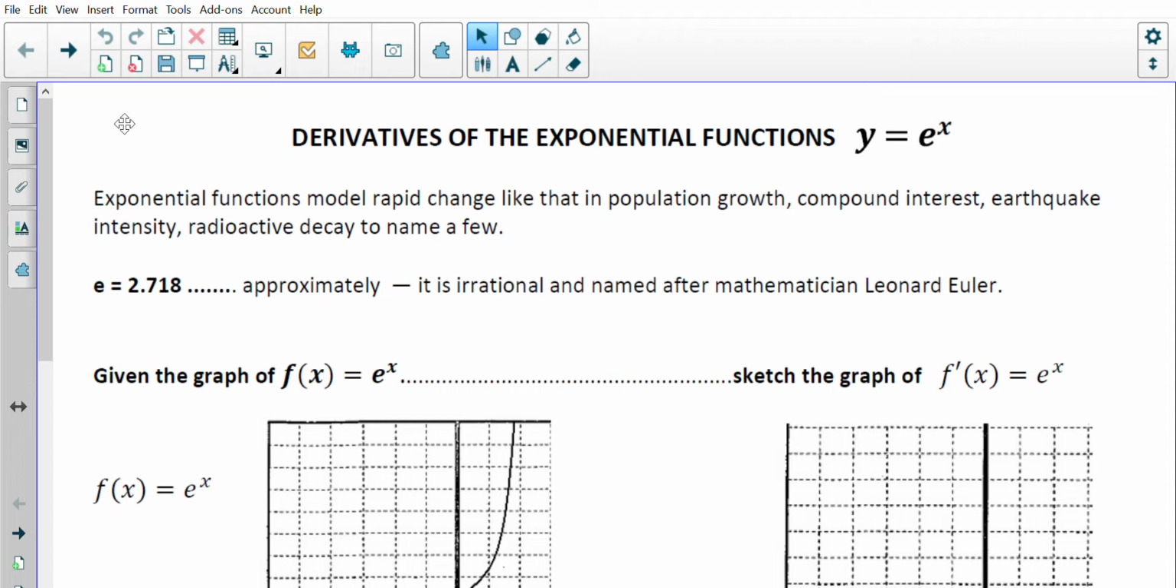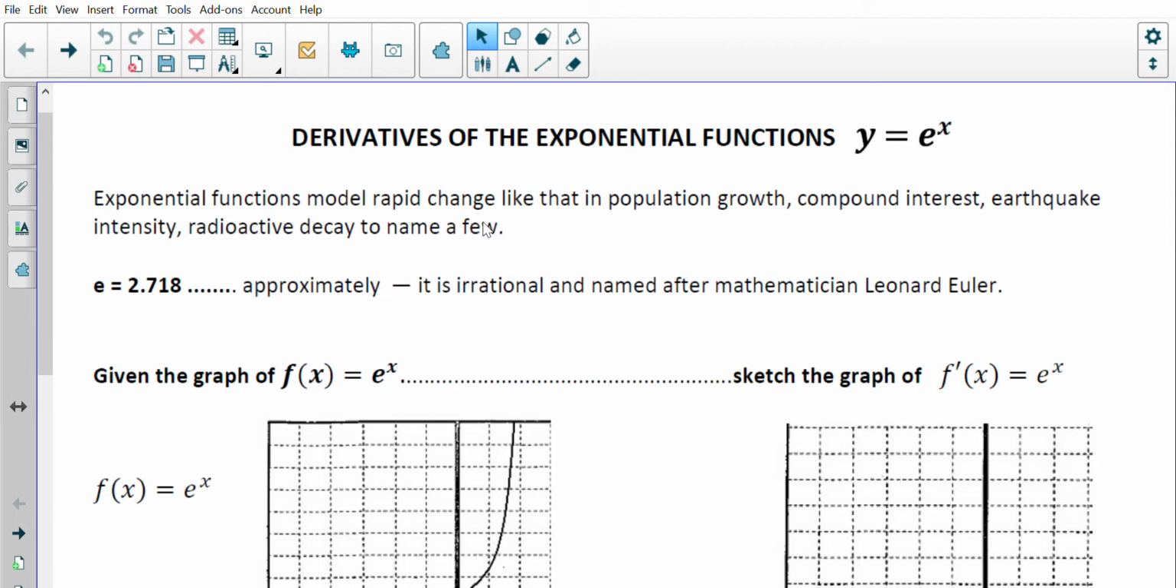Now, exponential functions model rapid change like population growth, compound interest, earthquake intensity, radioactive decay. Something that I know I've touched on all of those when we're dealing in advanced functions. Now, this number e is actually a number. It's 2.718, and it keeps going on and on. It's named after mathematician Leonhard Euler. Now it's spelled with an E, but it's because he's Swiss. But his last name's Euler. But that's where the E comes from. It's just his last name.